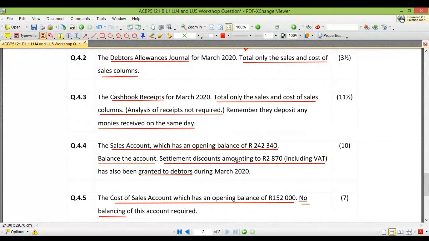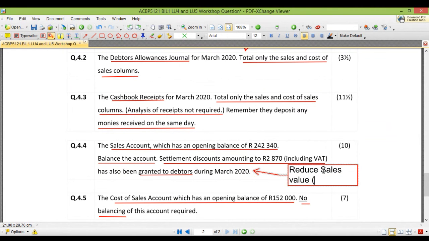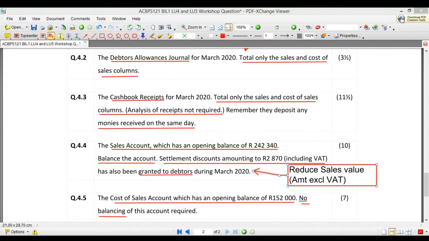Here they talk about settlement discounts amounting to 2,870, including VAT, that have been granted to debtors. Now, settlement discounts will reduce our sales value, but we need to show the amount excluding VAT when we do the calculation in our sales account. So this 2,870 will reduce our sales account.